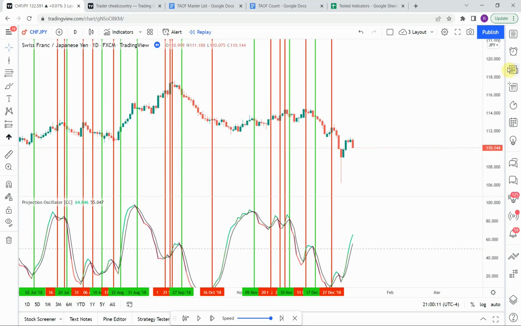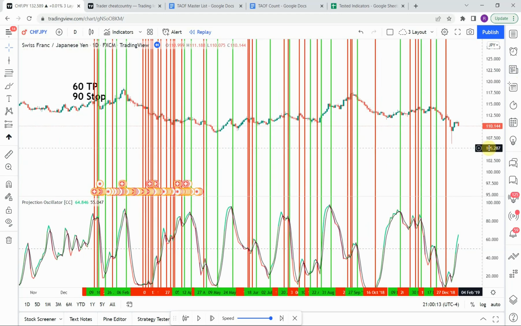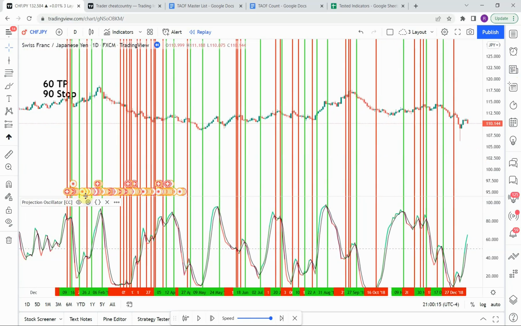Alright, so let's go ahead and take a look at our indicator here. Get everything in focus. Alright, let's go ahead and count it out. See what we get out of this.